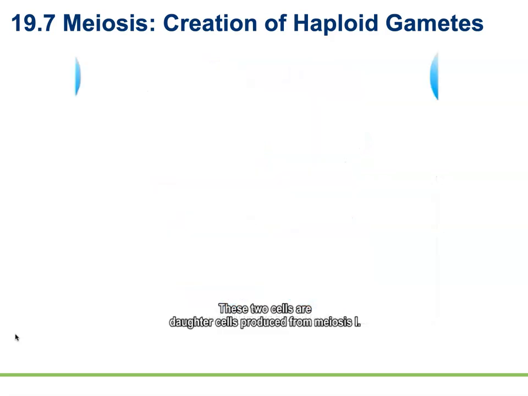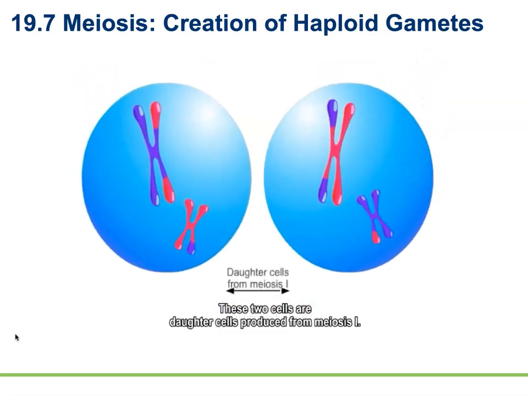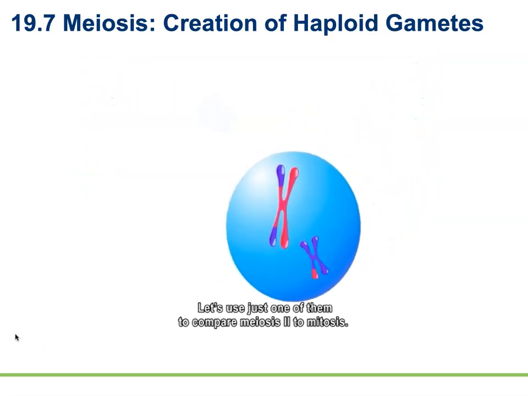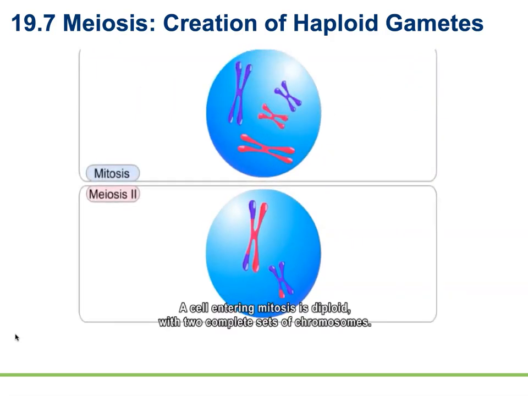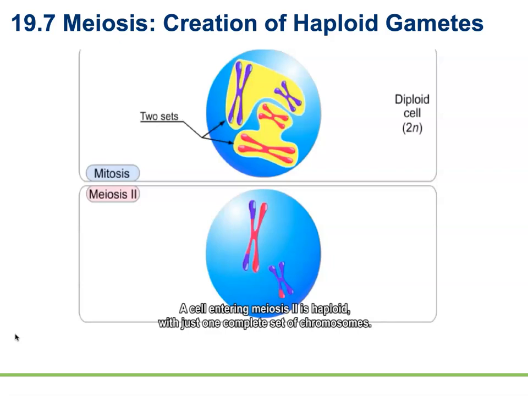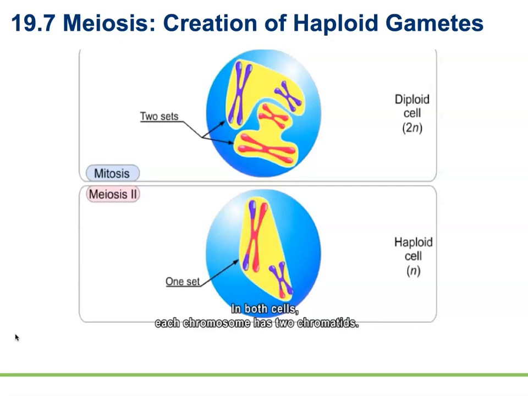These 2 cells are daughter cells produced from Meiosis I. Let's use just one of them to compare Meiosis II to mitosis. A cell entering mitosis is diploid, with 2 complete sets of chromosomes. A cell entering Meiosis II is haploid, with just 1 complete set of chromosomes. In both cells, each chromosome has 2 chromatids.